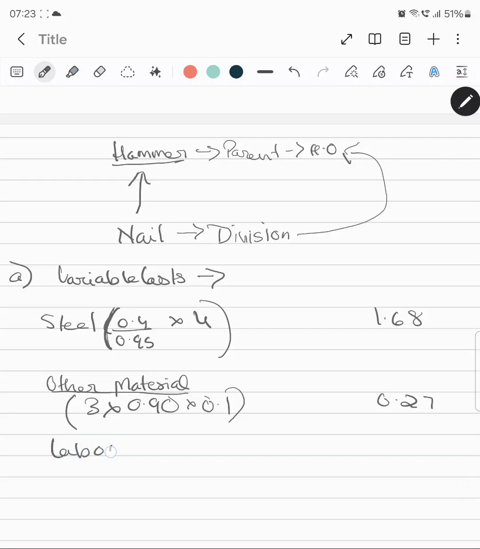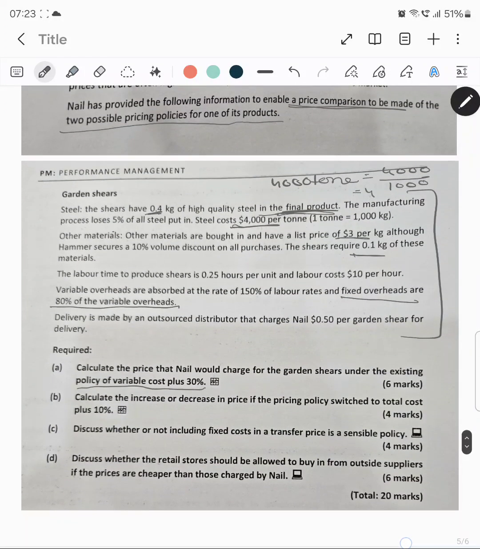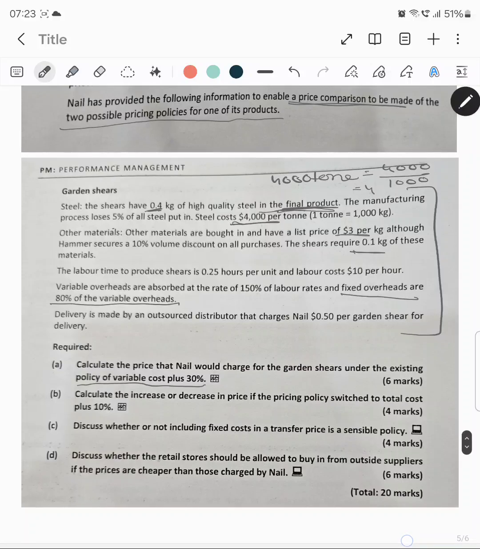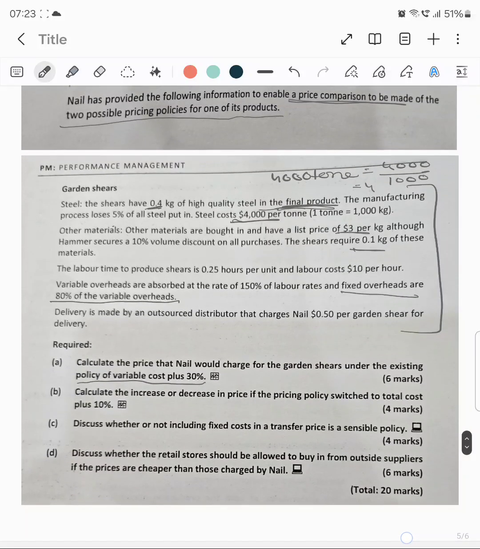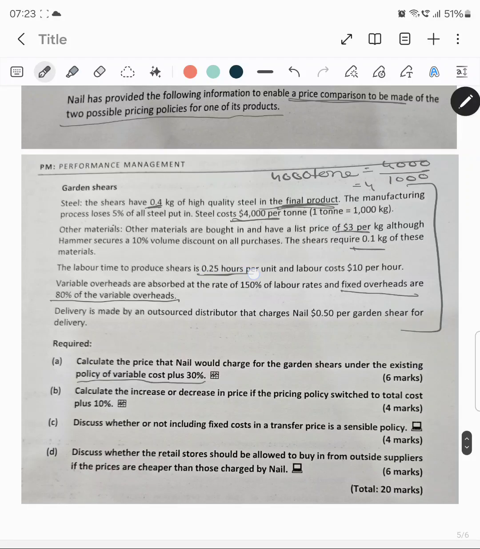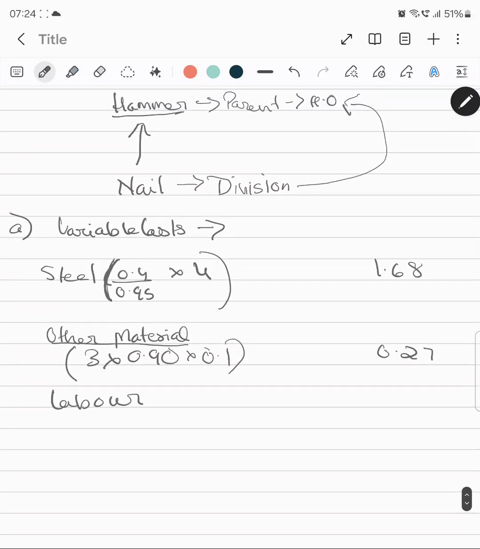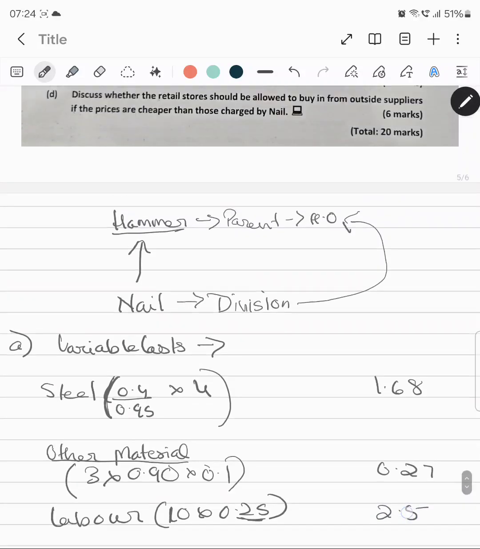Labor, how many hours, is there any information about hours? Yeah, okay, so this is 0.25 hours per unit and the labor cost is 10. So labor cost would be 10 into 0.25. So 0.25 was the time being taken to manufacture shears by the labor, and what is the cost per hour? It is 10. So 10 into 0.25 gives you 2.5.